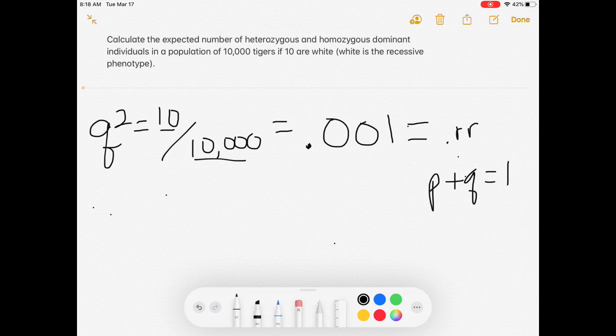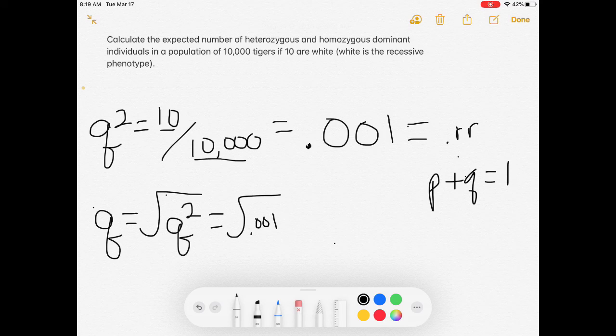So here's how you do that. We take our q squared, which was 0.001, and if we want to find q, all we have to do is take the square root of that q squared. So really all we're doing is the square root of 0.001. Now, I want you to try this in your calculator. You need to hit the square root button, and then you need to type in 0.001. When I do that, I get 0.032, and you're welcome to round to the 100th or 1000th place.